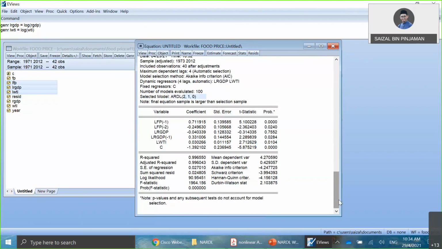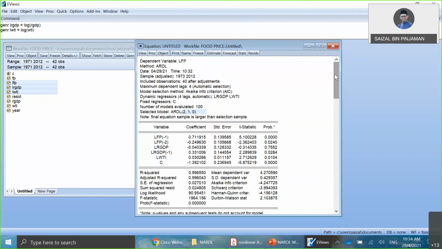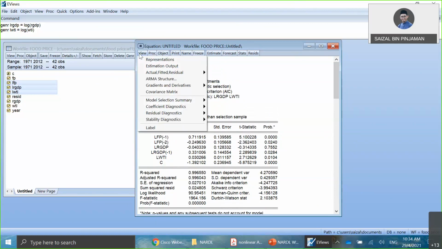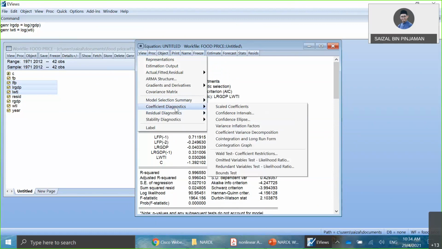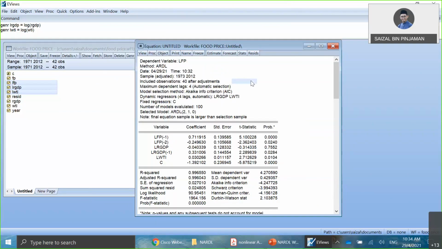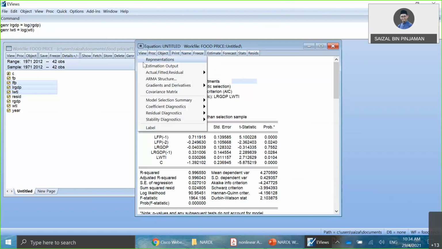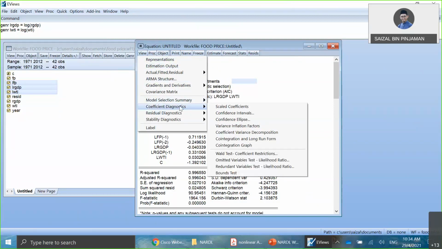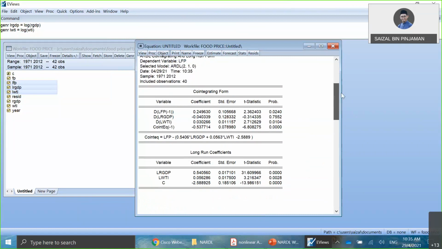After that, we can run the ARDL model, or we can proceed with our estimation to find the long run form. We can proceed with the ARDL estimation to find the long run form. So here for cointegration and long run form, once you click this choice, you will be directed to this result.